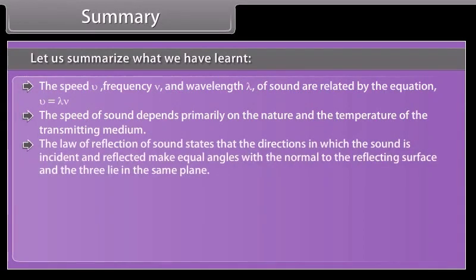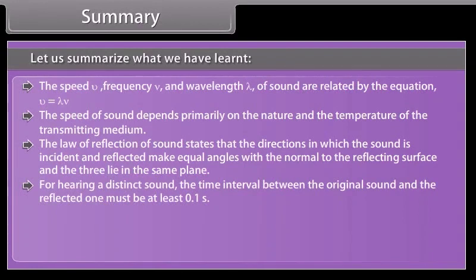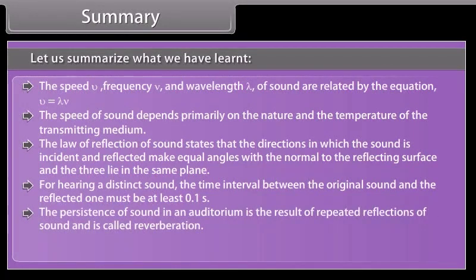The law of reflection of sound states that the directions in which the sound is incident and reflected makes equal angles with the normal to the reflecting surface, and the three lie in the same plane. For hearing a distinct sound, the time interval between the original sound and the reflected one must be at least 0.1 second. The persistence of sound in an auditorium is the result of repeated reflections of sound and is called reverberation.